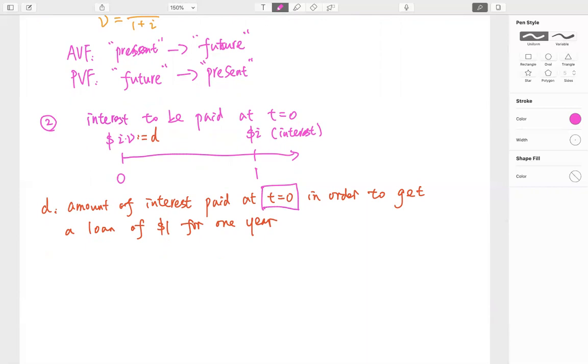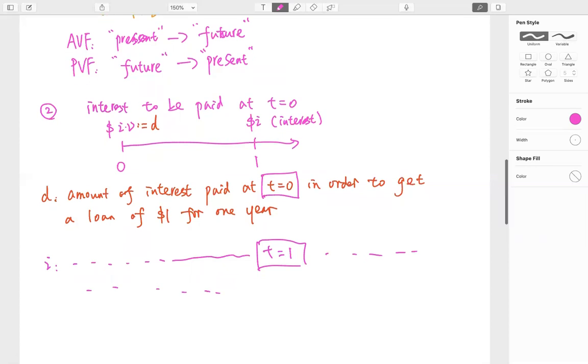Okay. If I repeat, what is I? Is the amount of interest paid at time 1 in order to borrow $1 for 1 year. So the essential difference between D and I is time. If you want to pay your interest at time 1, you pay I. If you pay the interest at time 0, you pay D. Obviously, D is smaller than I, right? And the connection is D equals I times the discount factor V. So that's everything.